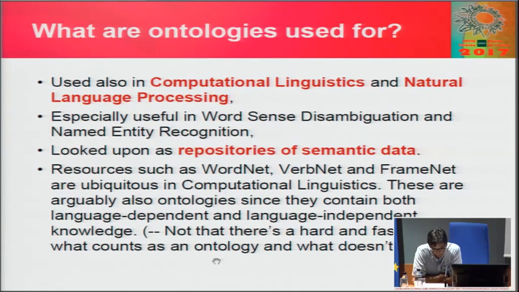In this regard, it's interesting to note that many people regard well-known resources such as WordNet, VerbNet, and FrameNet as ontologies, since they contain both language-dependent and language-independent knowledge. This is arguable, but I think it's generally regarded to be the case, especially for WordNet, that WordNet is an ontology. Although I don't think there's any hard and fast rule about what counts as an ontology and what doesn't, so this is still up for debate.